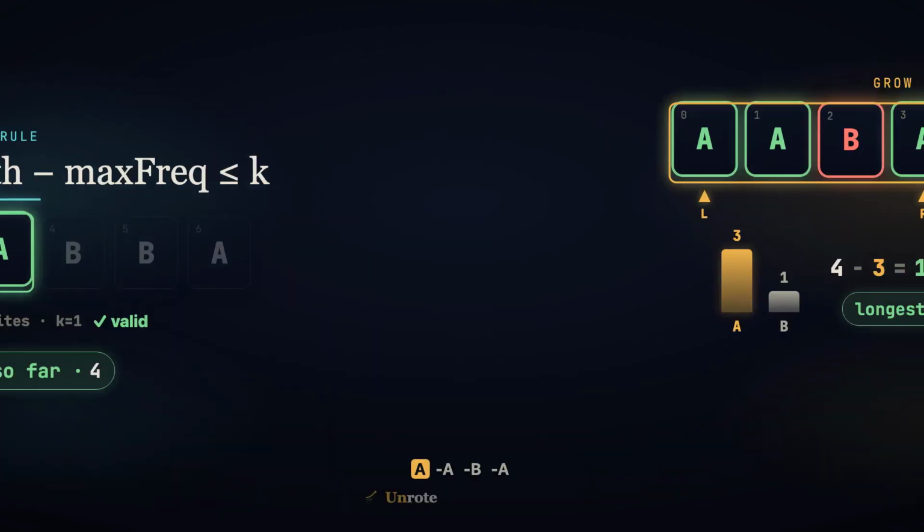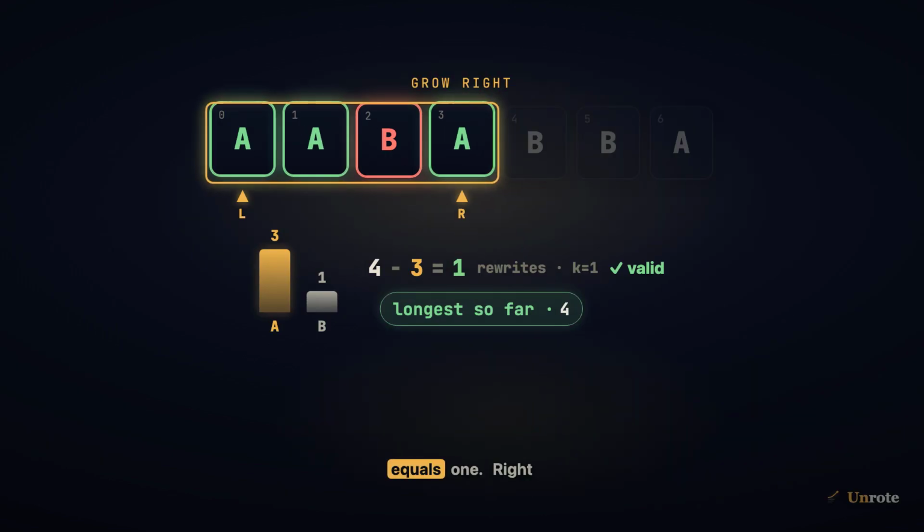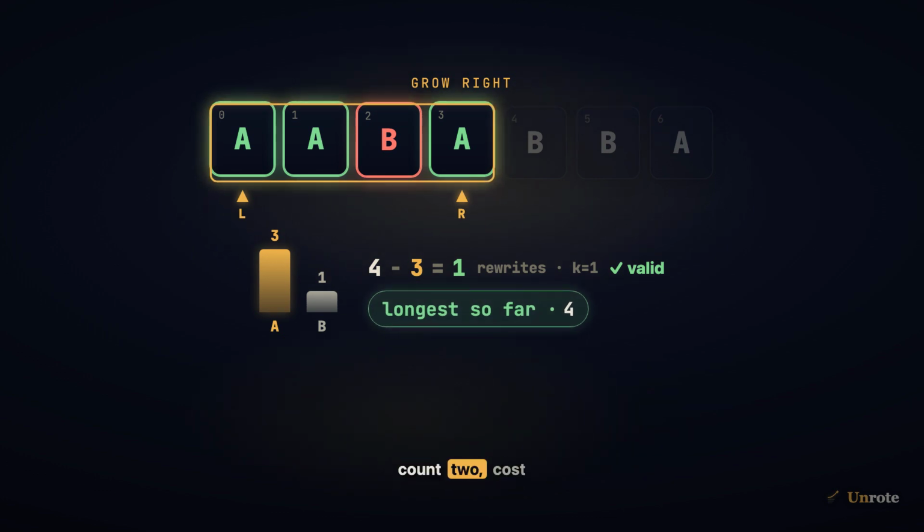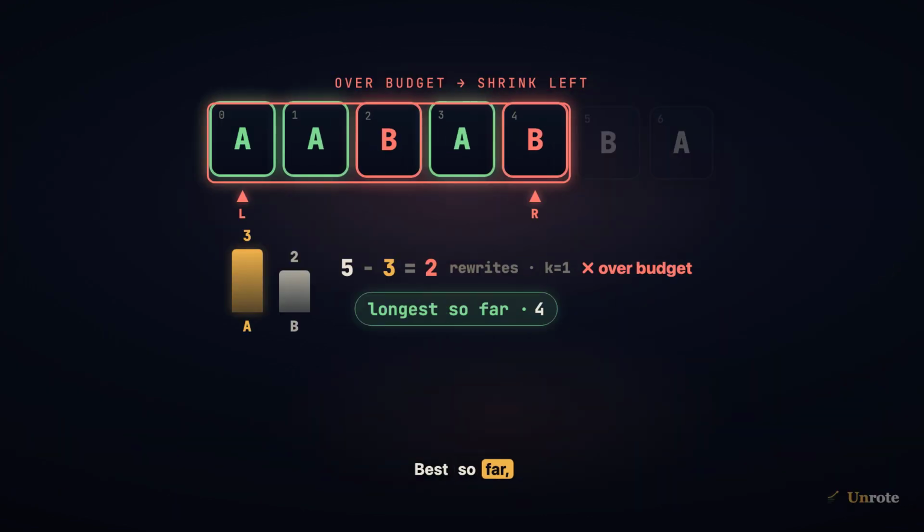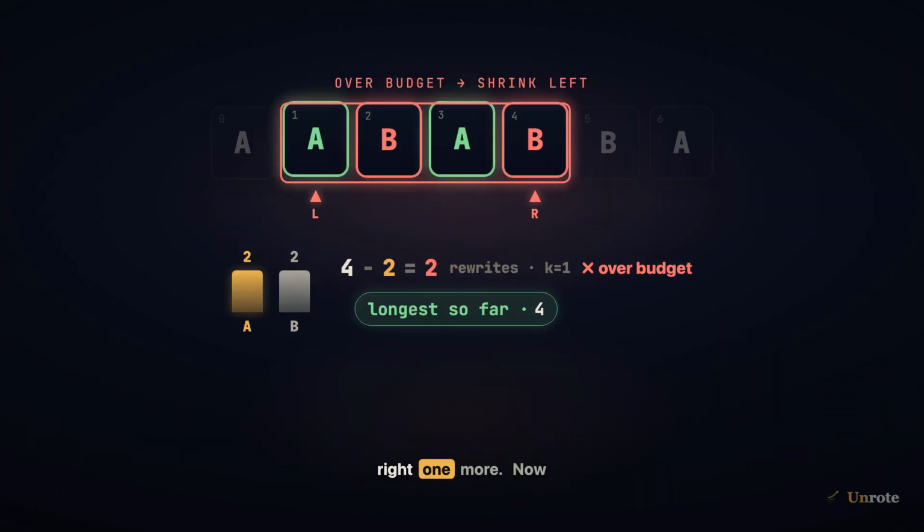Let's run it on AABABA with k equals 1. Right slides out. A, then AA, costs nothing. Add a B, length 3, top count 2, cost 1, still fine. Add another A, length 4, 3 A's, cost still 1. Best so far, 4. Push right one more.